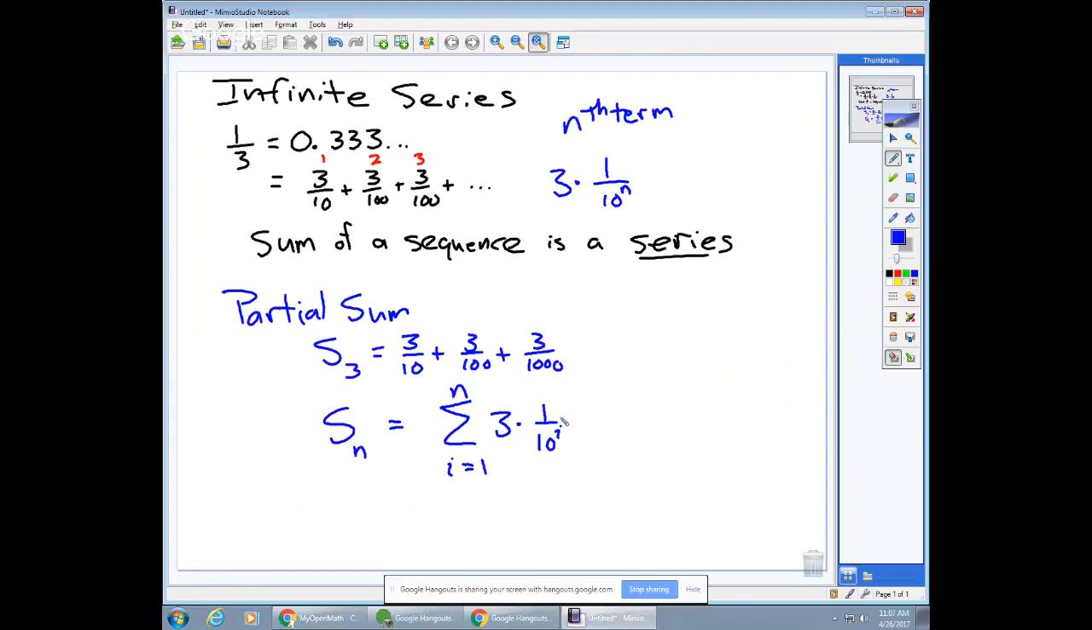Sometimes sums will start with 0, sometimes they'll start with 1, sometimes 2. Although when we're doing sequences, we usually say there's a first term, a second term, and a third term. With sums, sometimes it's more convenient to start with 0. Sometimes it's more convenient to start with 2. Just kind of depends on the formula that we have. So for example, I could rewrite this and say S sub n is equal to the sum as i goes from 0. And then in this case, if I start at 0, I don't need to go all the way up to n, because that would give me n plus 1. So I'm going to go to n minus 1.